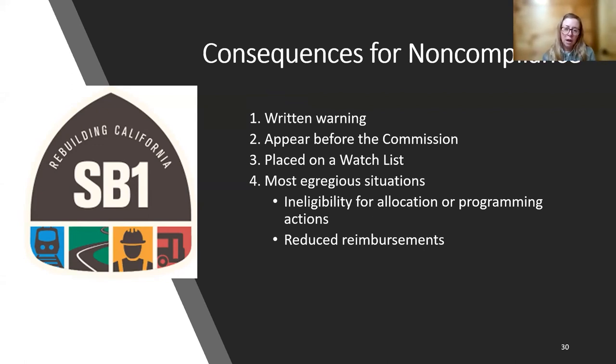So if an agency is not reporting, we send them an email, a written warning. They may be required to appear before the commission. We do place them on a watch list, which is an attachment to the program report that we reported to the commission just this month. We work with the commission and the agency to fix the problem, and they stay on the watch list until it's resolved. And in the most egregious situations, the agency could be deemed ineligible for allocation or any other programming actions, and reduced reimbursements. This is something that Caltrans, the department, will work with the commission on, deciding which consequence is most appropriate for the situation. Next slide, please.